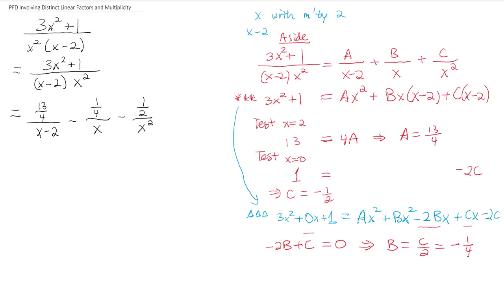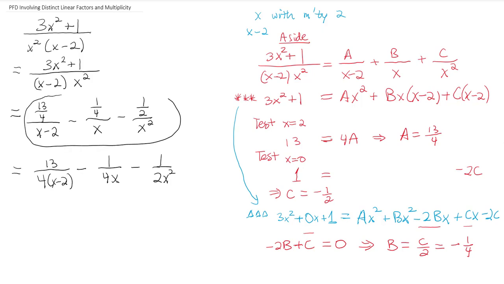So this form here is usually good for a calculus class. If you're in an algebra class, you're probably tempted to write this. You may actually write this as well: 13 over 4 times x minus 2, minus 1 over 4 times x, and then minus 1 over 2 times x squared. However, I'm going to circle the preference that's needed in a calculus course. So I'm going to circle that one as your final answer.